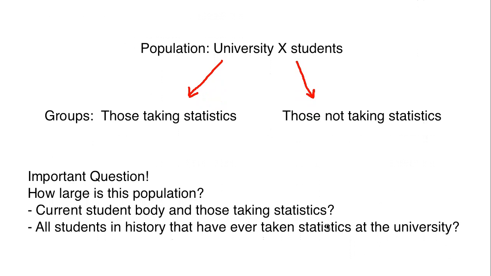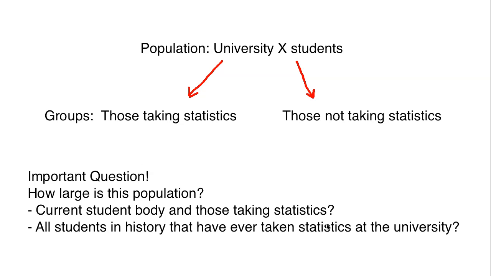Now, you'll note I have an important question here: how large is this population? When I say that, I don't just mean the number itself, although the number addresses this concern. What we're really talking about is, what is the population? Are you talking about the current student body and those that are taking statistics there? Or are you talking about all students in the history of that university or school that have ever taken statistics, right? Because at any given time, we have a certain student body at University X.